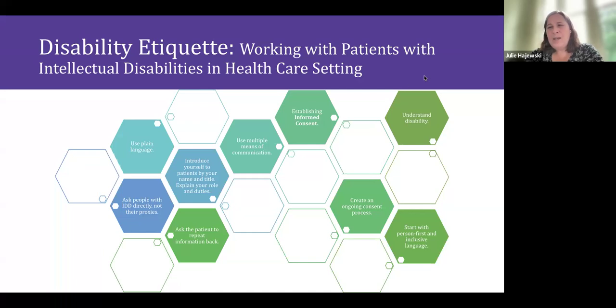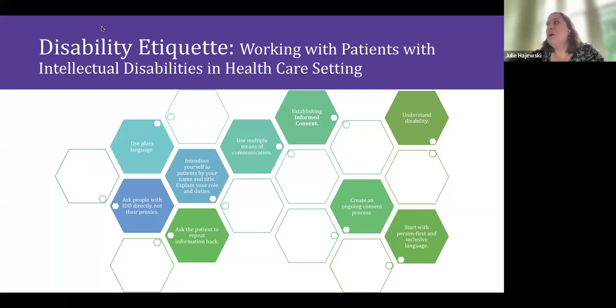Creating an ongoing consent process. I do this all the time when I care for individuals with disabilities. I just listen to your heart. Now, is it all right if I move my stethoscope to your back? Okay. Starting with person first language, we talked about that.